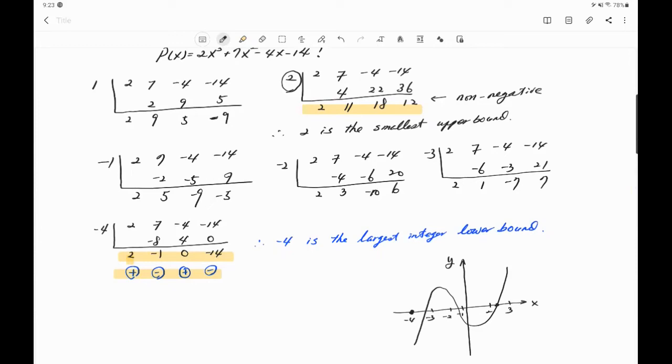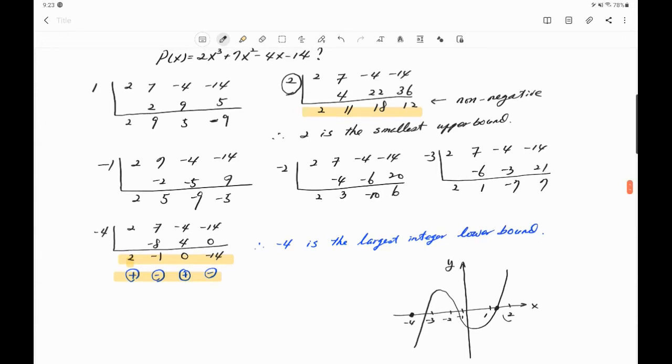Sorry, so something was wrong. This should be 1 and 2. I graphed incorrectly, so this is 1 and 2. As you see, the graph is not drawn to scale. This one is less than 2, right? So the upper bound is 2, and the lower bound is negative 4. Can you see it?